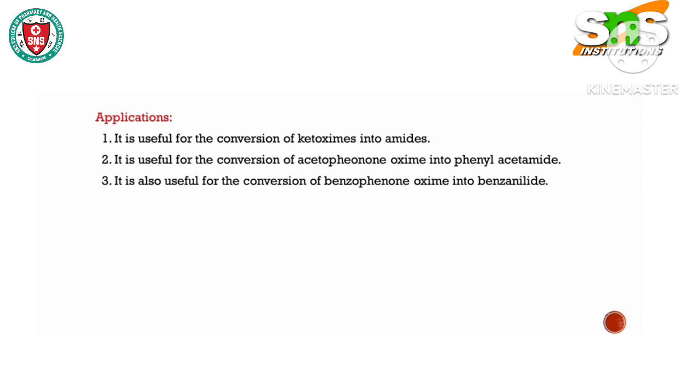That is, R C=NOH R dash will be converted into R dash CONHR. Amide will be formed. So it is useful for the conversion of ketoximes into amides, and it is also useful for the conversion of acetophenone oxime into phenyl acetamide, and for the conversion of benzophenone oxime into benzanilide. So phenyl acetamide will be formed by the Beckmann rearrangement. Similarly, benzanilide is also formed from benzophenone oxime by the mechanism of Beckmann rearrangement.